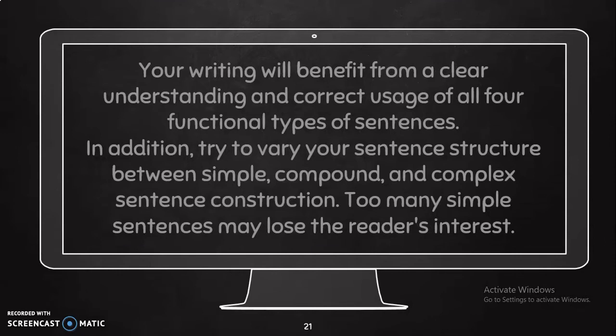Broadly speaking, your writing will benefit from a clear understanding and the correct usage of all the 4 functional types of sentences. In addition, try to vary your sentence structure between simple, compound, and complex sentence construction, because too many simple sentences may lose your reader's interest.